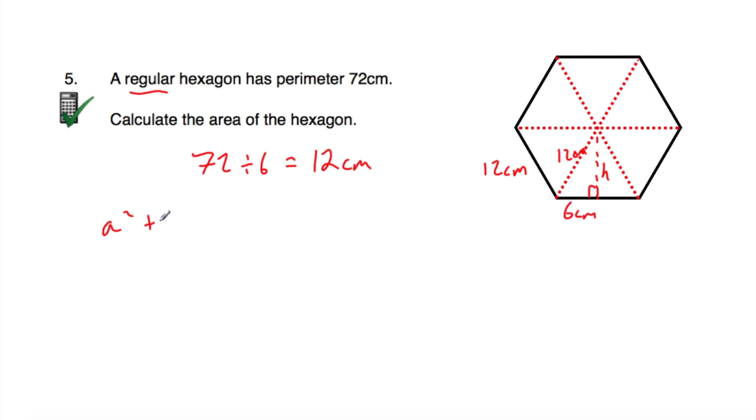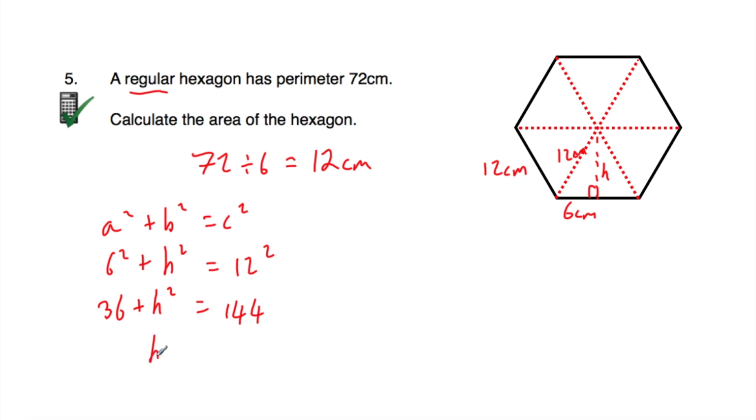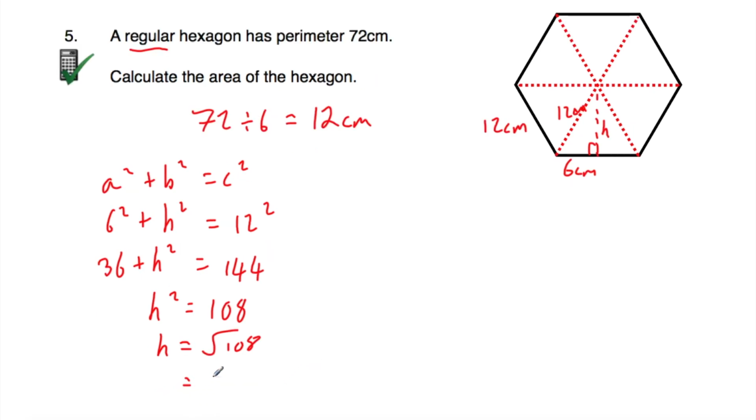So a squared plus b squared equals c squared. And remember, c is the longest side, the side opposite the right angle, so that's going to be 12 centimeters, and a and b are going to be 6 and h. So 6 squared plus h squared is equal to 12 squared. 6 squared is 36, plus h squared, is equal to 12 squared, which is 144. Now we take away 36 from both sides, and that gives us h squared equals 108. We square root to find that h is equal to the square root of 108, which is equal to 6 root 3 centimeters.